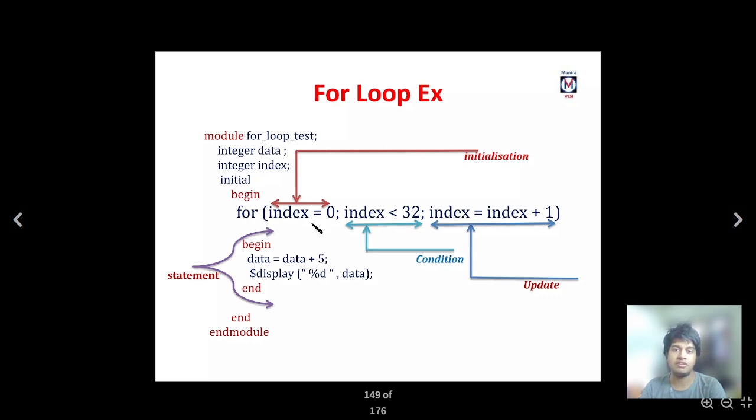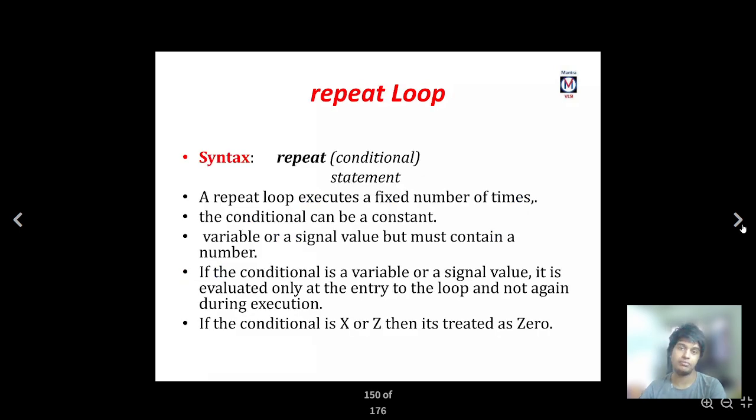As you can see, we initialize an index variable equal to 0, then we have given a condition that it should be less than 32, and every iteration it will be increased by 1. Inside of this we have a begin end block, inside of which we have data equal to data plus 5, and we display the data.